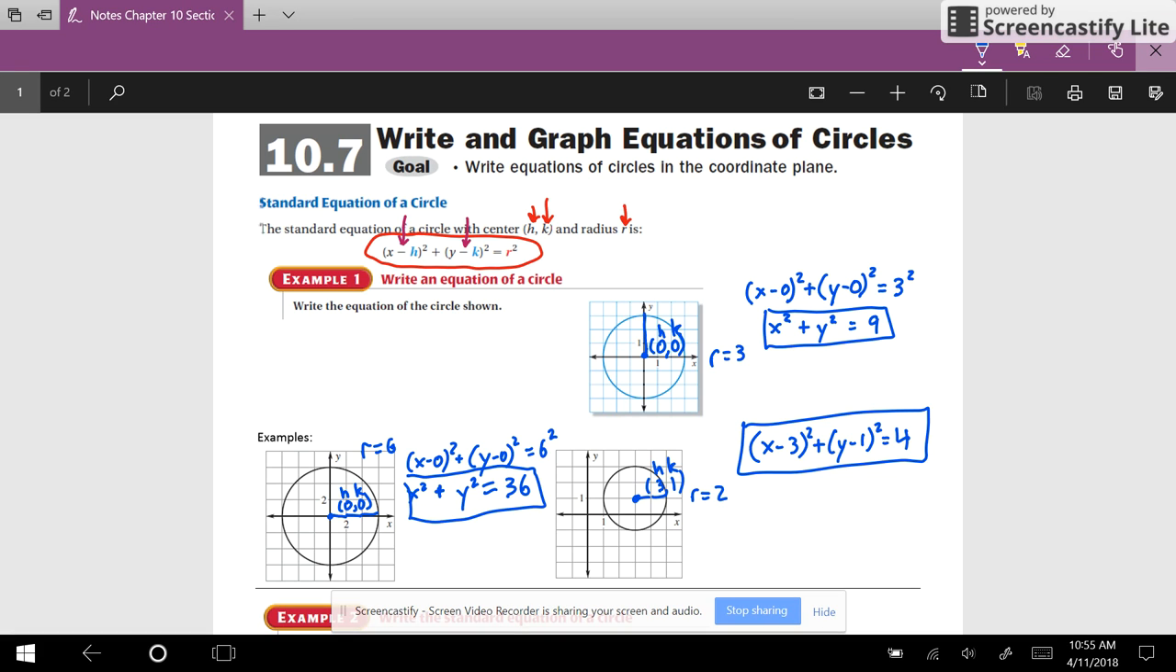One thing I want to point out to you again, I made allusion up above to the fact that there were negatives in front of the h and the k in the equation. Down here, my center was positive 3, positive 1. Notice in the equation I have a negative 3 and a negative 1. Those signs did change.